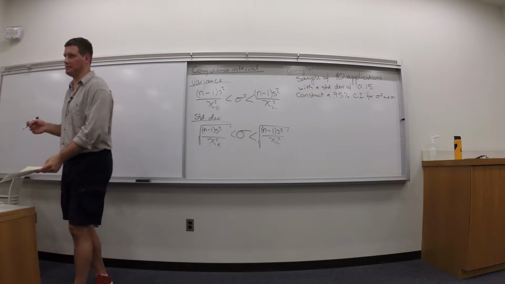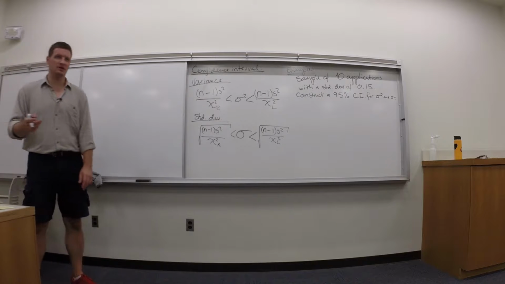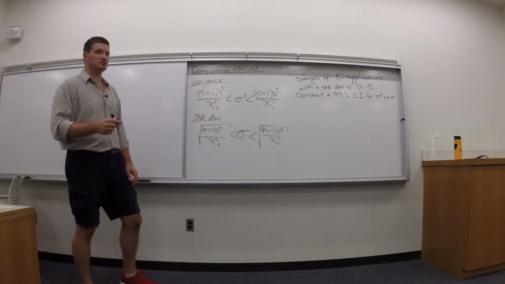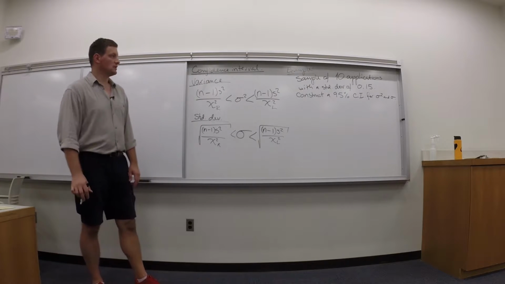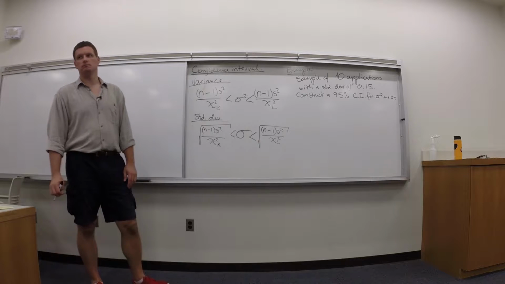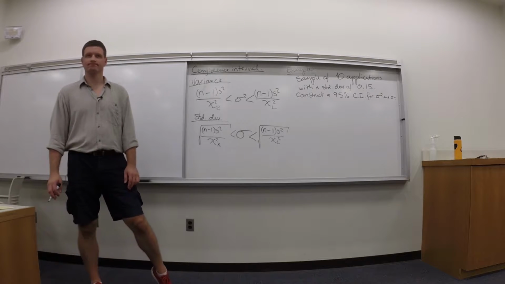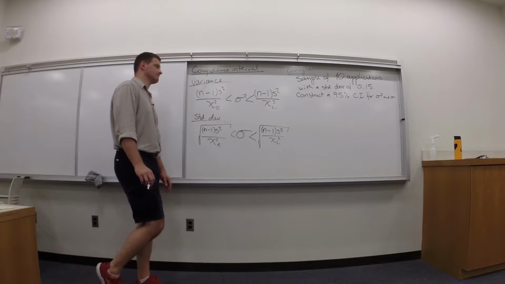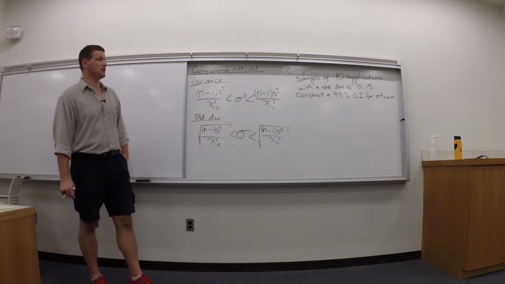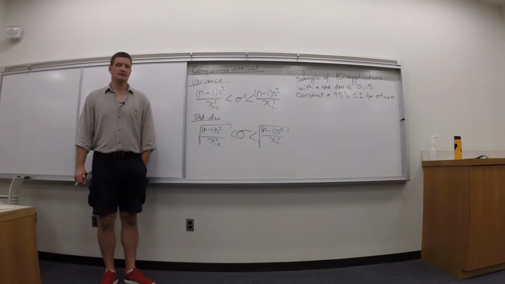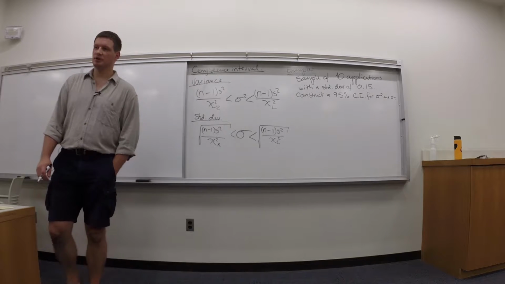So we take a sample of 10 applications, whatever those applications are measuring, and we get a standard deviation of those applications to be 0.15. Construct a 95% confidence interval for sigma squared and sigma.